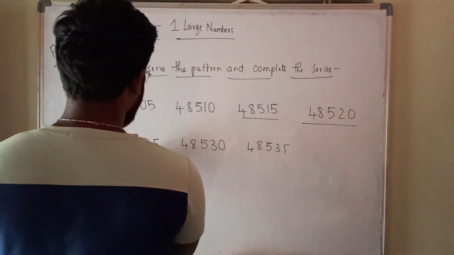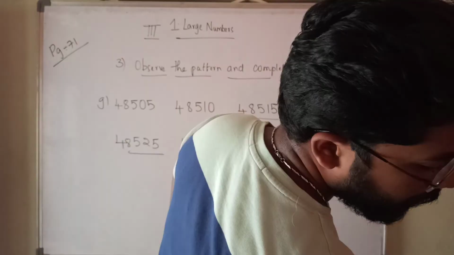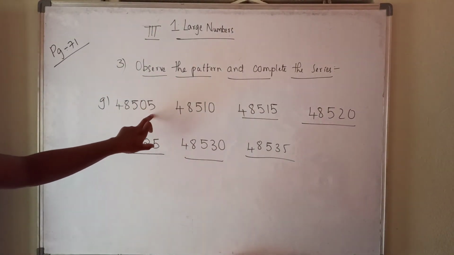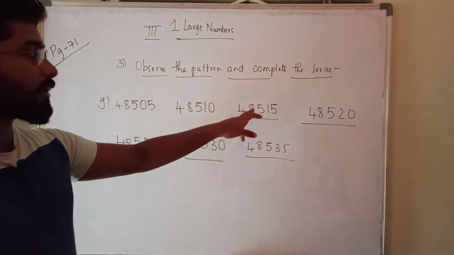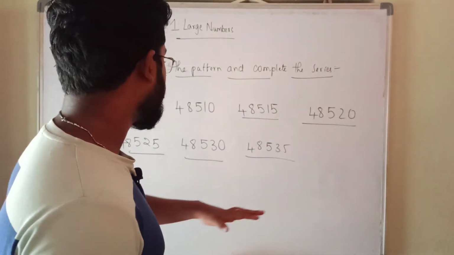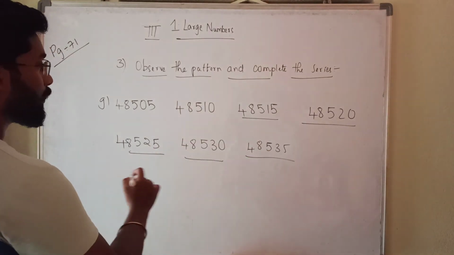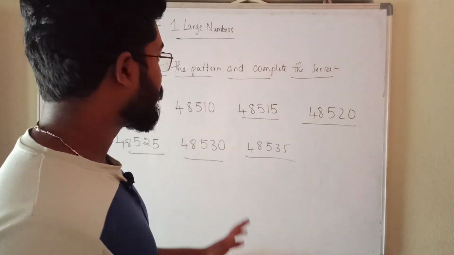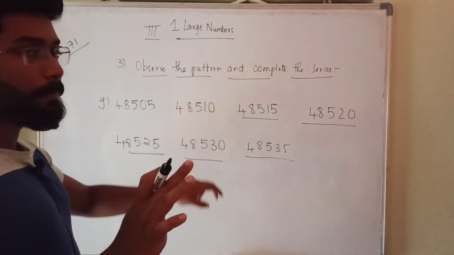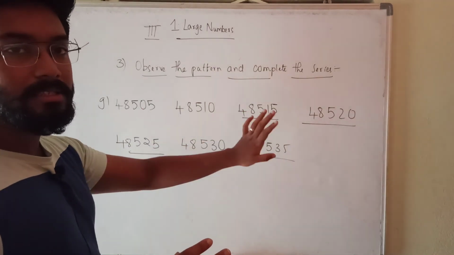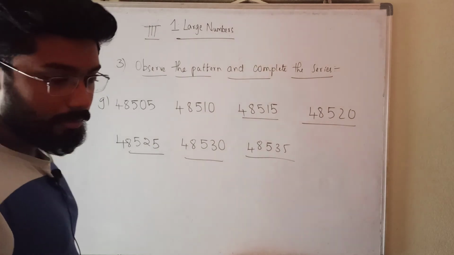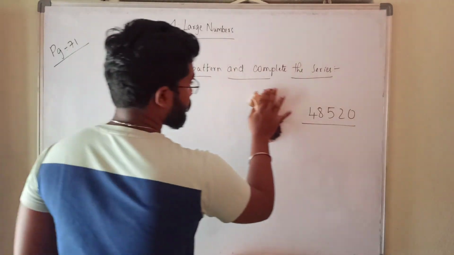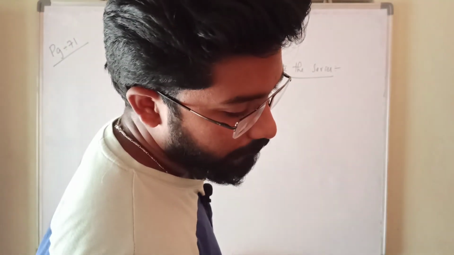1 2 3 4 5. 5 boxes are there. So we have filled the 5 boxes starting from 48,505, 48,510, then you will get 515, then you will get 520, 25, 30, 35. Like that your series is differing by 5, means we have to skip 5, 5, 5. So don't get confused. Skip 5 means just you have to add 5 to the previous number to get the next number. That's all. Okay. This is our G question. Just you have to add 5. Next one.